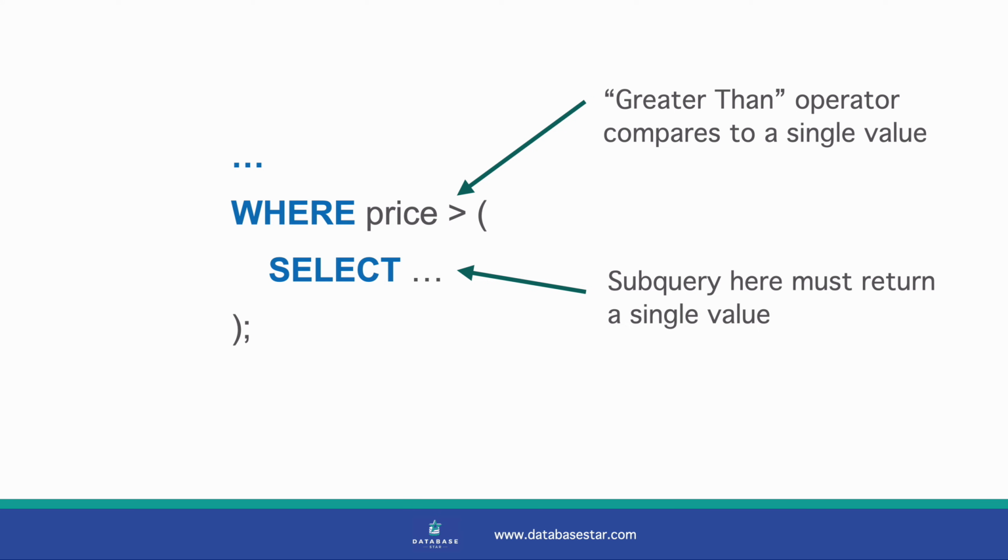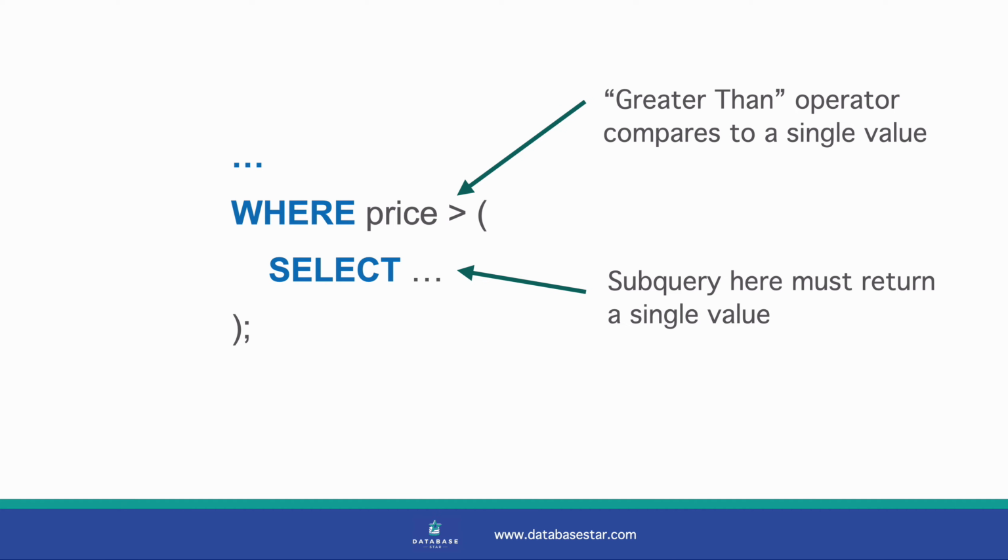This means that some operators expect a single value and some can handle single or multiple. This example uses greater than, which expects a single value. The subquery needs to return a single value. If it does not, then there will be an error.